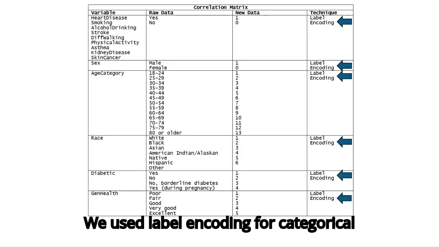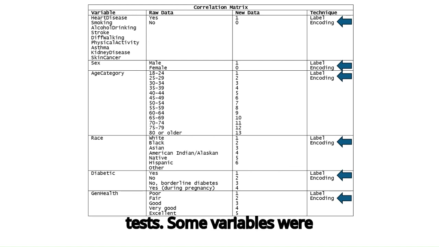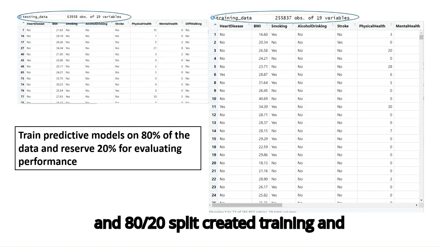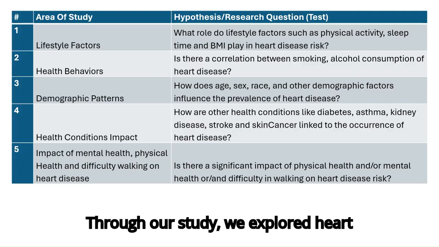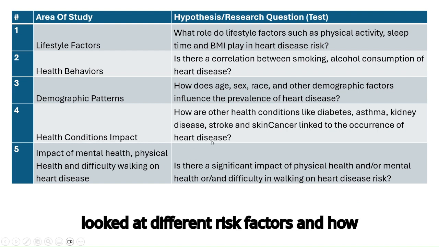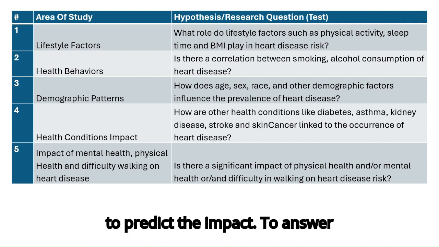We used label encoding for categorical variables in correlation matrices and tests. Some variables were grouped for clearer visualization. An 80-20 split created training and testing sets for model development. Through our study, we explored heart disease through five key questions. We looked at different risk factors and how they work together, even building models to predict the impact.